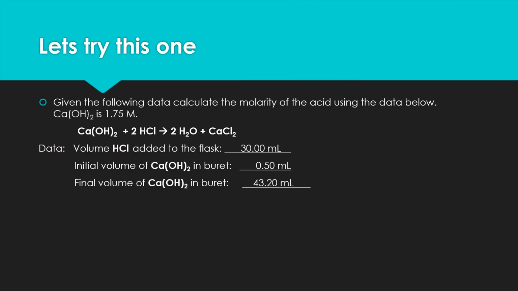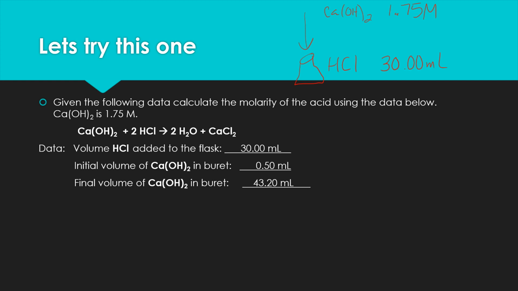So let's do the calculations for another set of data. It says, given the following data, calculate the molarity of the acid using the data below. Calcium hydroxide is 1.75 molar. So we've got some information about our chemicals. We've got the volume of HCl added to the flask. So we've got our little flask at the bottom. We know that that's HCl and that it has 30 milliliters in it. We're adding to it calcium hydroxide. And we know its molarity is 1.75.